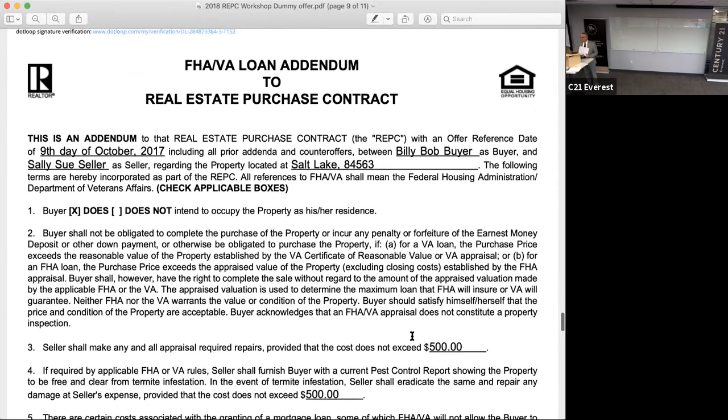All right, let's go to the FHA/VA addendum. And I'm just going to ask you on this one, just to make it a little quicker. Well, first thing, actually, let me point out the date. Notice that it says, this is an addendum to the real estate purchase contract with an offer reference date of. That's that piece that I was telling you about earlier. All right, any concerns with that top section? I put the entire address. Yeah, the entire address should be on there. Good. All right. What about section 1? Buyer does or does not intend to occupy the property.